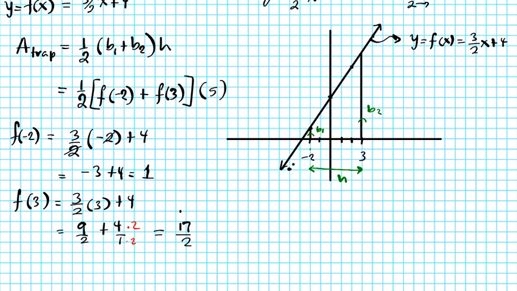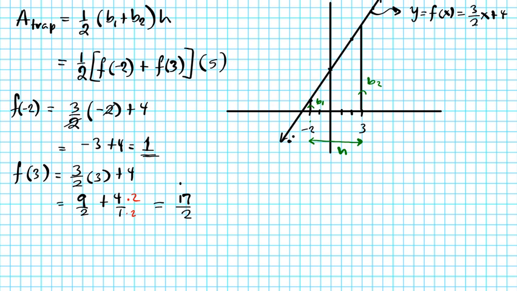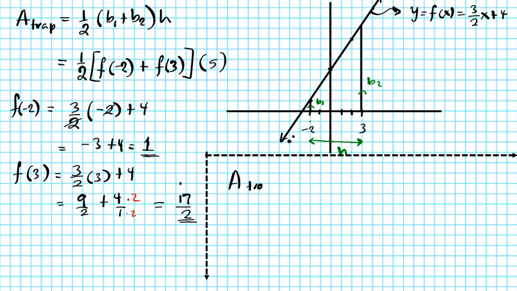Alright, so our area, we're going to plug in these two values into this area formula that we have here. Let me give you my workspace so we don't get confused. So my area, the trapezoid, is going to be 1 half of 1 plus 17 over 2 times the height of 5. Okay, let's make this into a fraction. Find the LCD, multiply by 2 top and bottom.